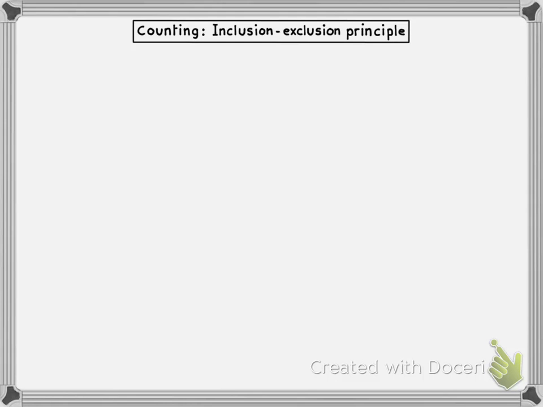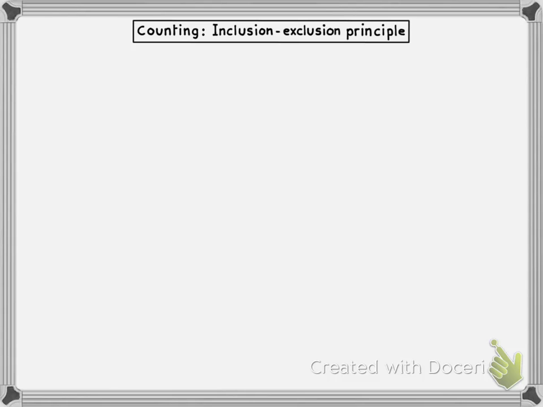Welcome to this last segment of the lecture on counting rules. Previously we discussed the product rule and the sum rule. So in this segment we're discussing the third fundamental counting rule for combinatorics, and that is called the inclusion-exclusion principle.